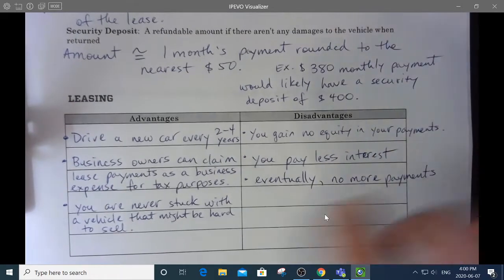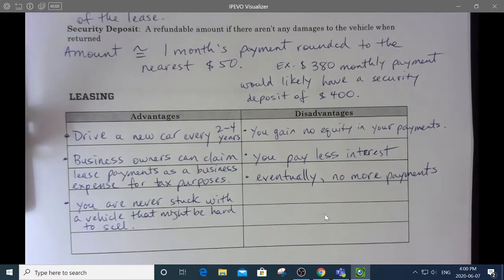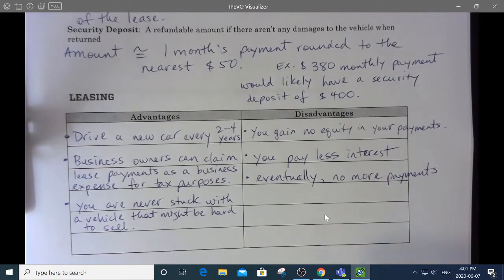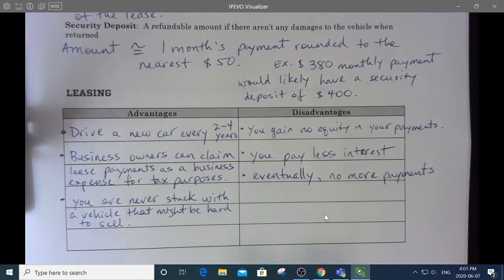Now, this question often got asked on the provincial exam. They would say, what is a disadvantage and an advantage of leasing a vehicle? Or they might ask, what's an advantage of buying versus leasing? Very often students would just say, well, if you buy the vehicle, you own it. And we were always told when we marked the exam that that was not good enough for a mark.